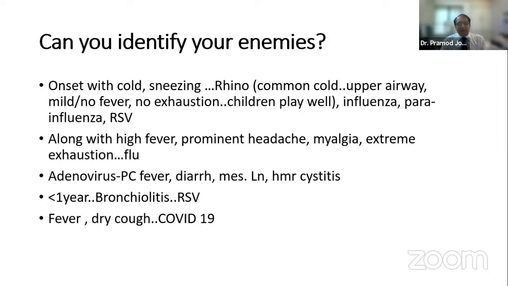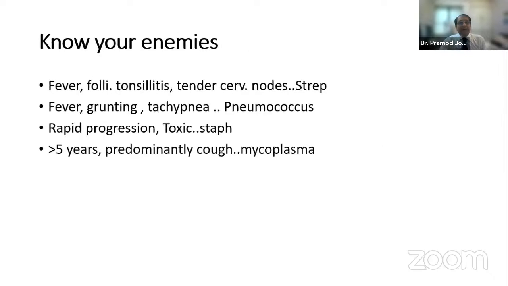And under the age of 1, we are aware of bronchiolitis, which is produced by a respiratory syncytial virus. And if there is fever and dry cough, indicating lower respiratory involvement, along with loss of the sense of taste and smell, one may think of COVID-19. And our bacterial enemies, like the streptococcus, which affects the throat, produces follicular tonsillitis with a tender cervical node.